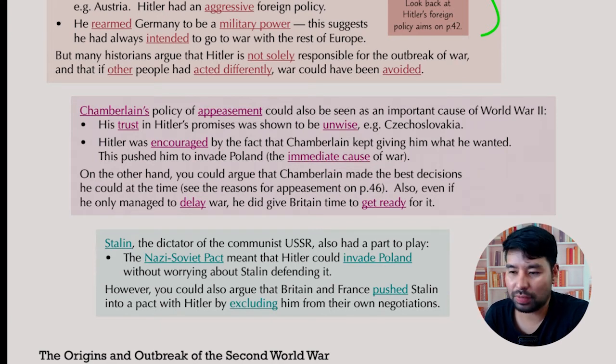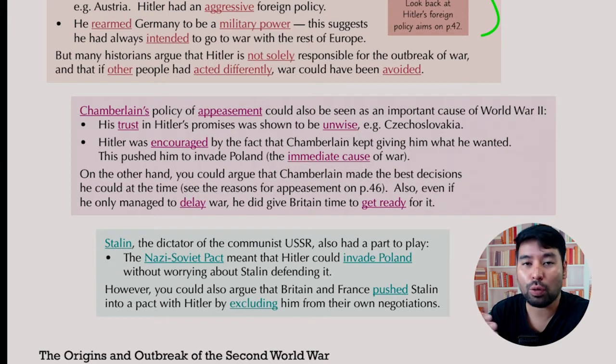So he took some actions here. Again, what I always do when we are studying history, especially with a focus on English, is pay attention to the highlighted words: Chamberlain's policy, appeasement, trust, encourage, immediate cause, unwise, delay, get ready. What are the meanings of these words? Be careful not to misunderstand the story. Delay is like postpone, to make something happen later than it should, maybe because of your fault or something like that.